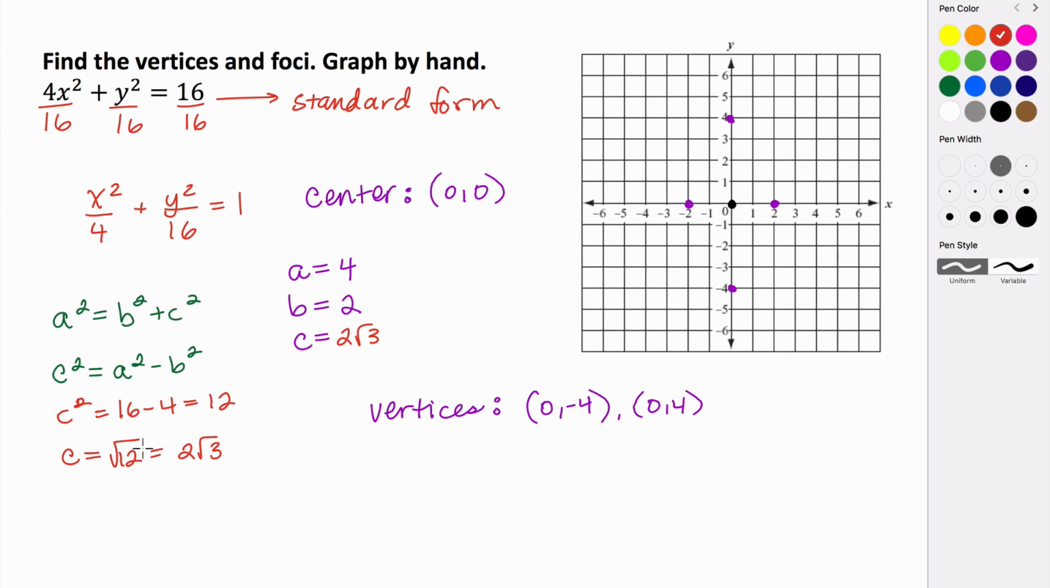So the square root of 12, that's in between 3 and 4, so it's somewhere up here. And then the same distance down. So the foci are going to be 2 rad 3 units above 0. So 0 and then 2 rad 3 and 0 and negative 2 rad 3. So this is our major axis. Our foci are on the major axis. And now we just sketch.